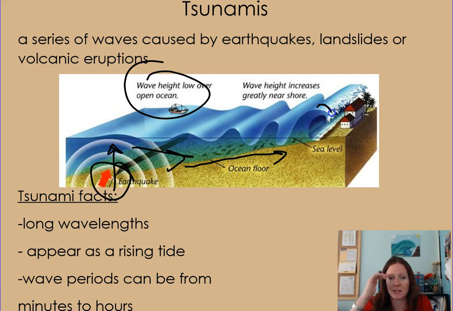This is kind of a mistaken picture. You usually don't see them crashing in like that, like a big white wave. Like I said, they usually come in as almost a rapidly rising tide, but it's kind of a good diagram anyway. So the wave height often gets much higher as they get closer inland, which also causes so much destruction.